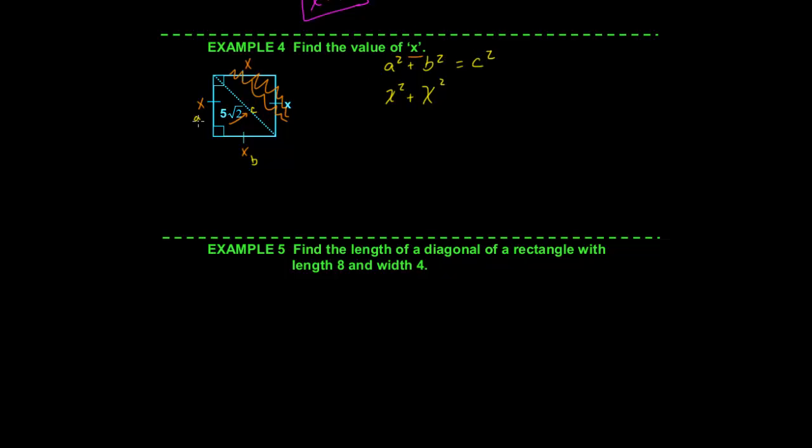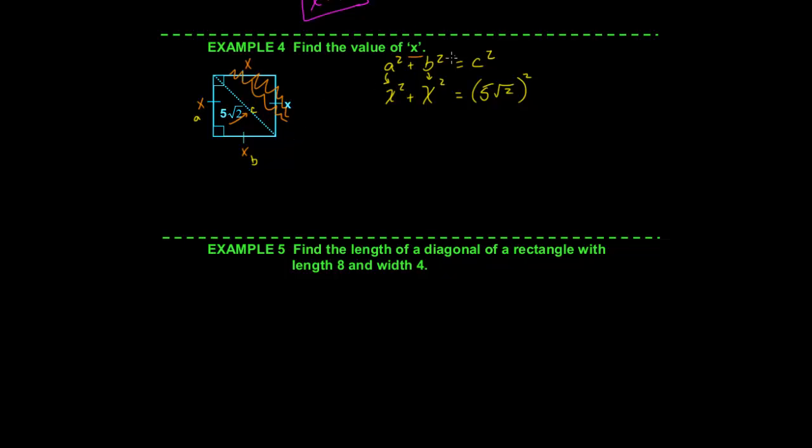All I did was I said A is X, so I filled that in. Our B is also an X, so I filled that in. C is a 5 root 2. Put all of this in parentheses because we're squaring it all. Now, let's solve just like we would any other equation.